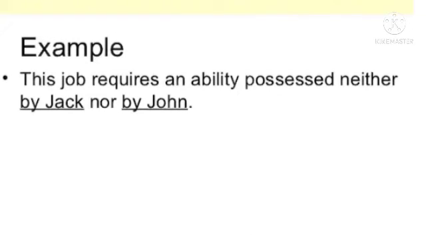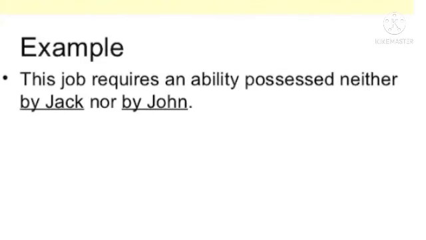Another example: the job requires an ability possessed neither by Jack nor by John. The job requires an ability possessed neither by Jack nor by John. So in this example we can see neither nor. Another example: whether we meet in the park or at Enid's house is up to you.